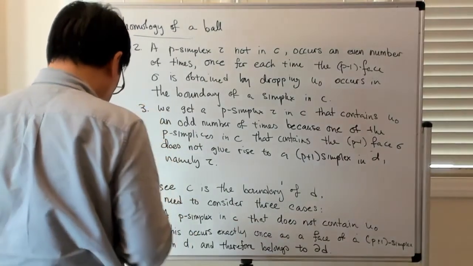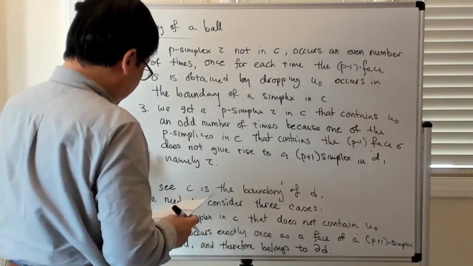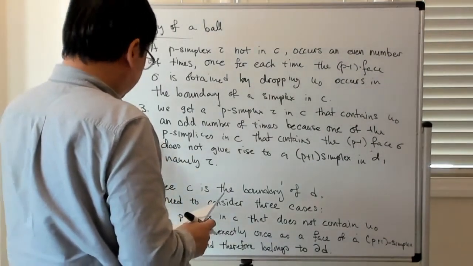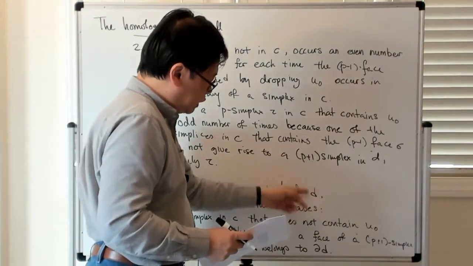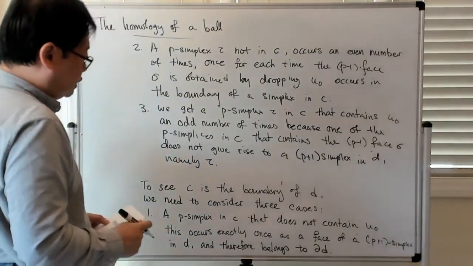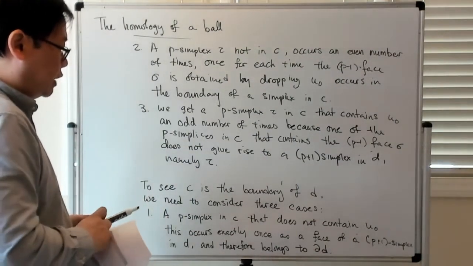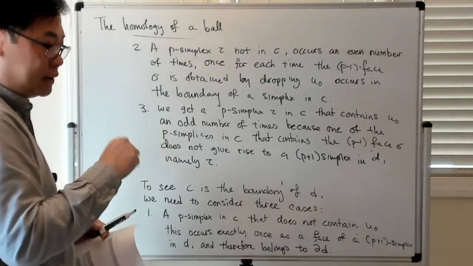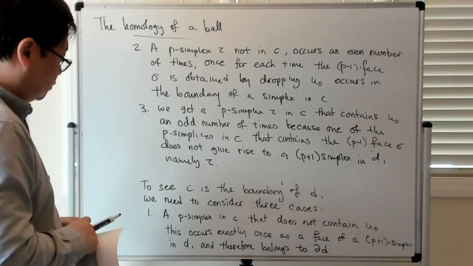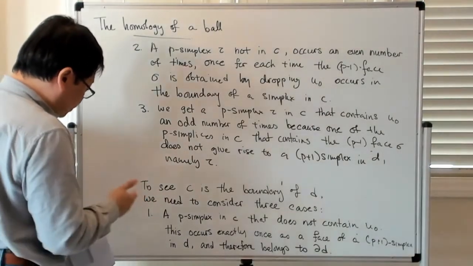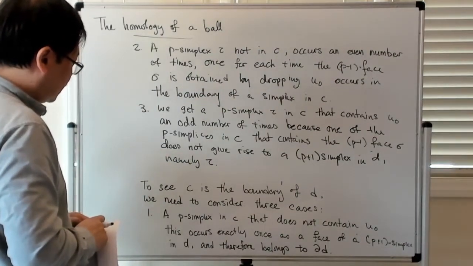So anyway, what that shows you is that if you choose this D, the P plus 1 chain, which is obtained by augmenting all the smaller simplices, then you get exactly what you need.